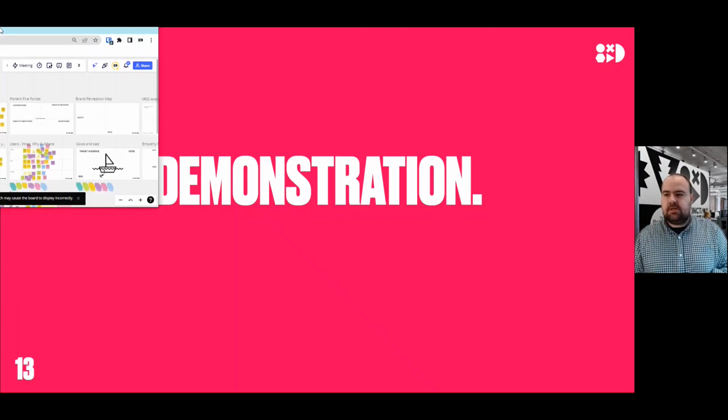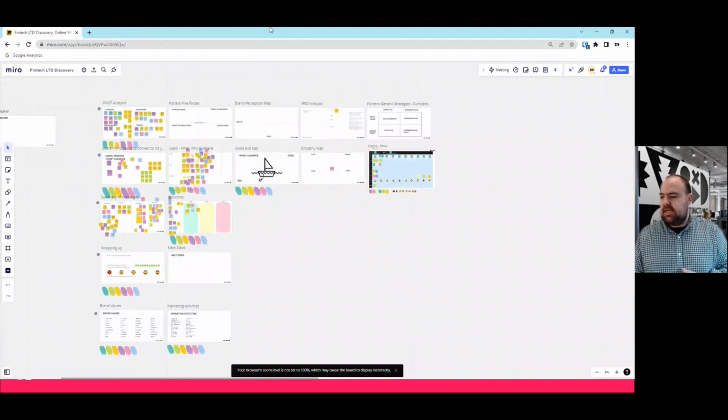So the demonstration. This is our Miro board, as you can see here. The first thing I want to draw attention to is, because some of this stuff is so small, I will be zooming in and out, so it may not be that easy to see. I do apologize for that in advance, but I will do my best to go through how things are working here.